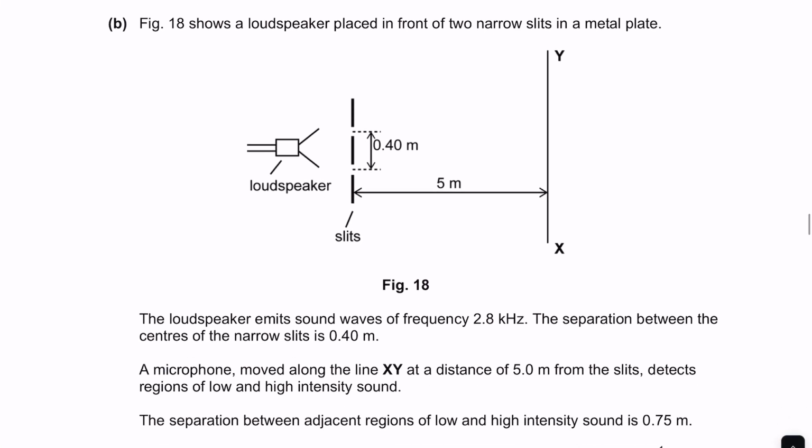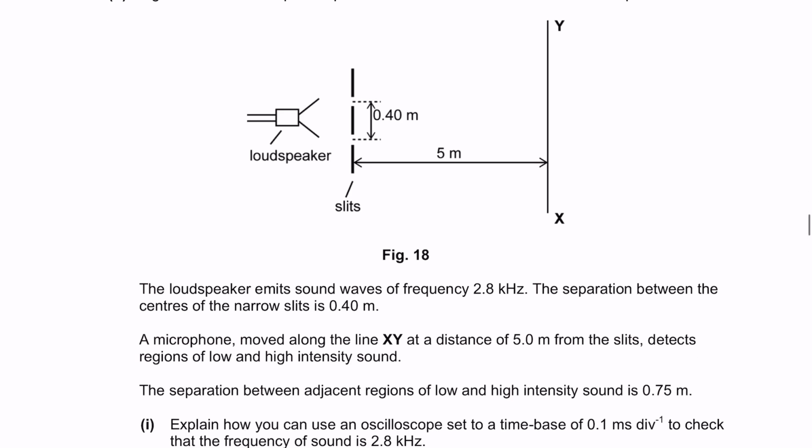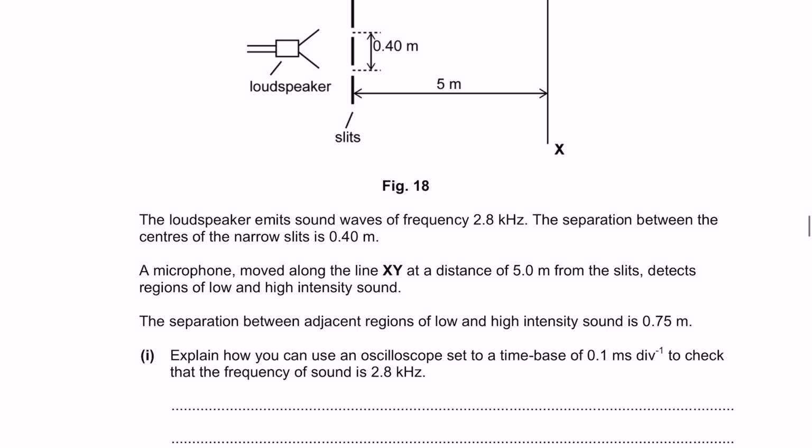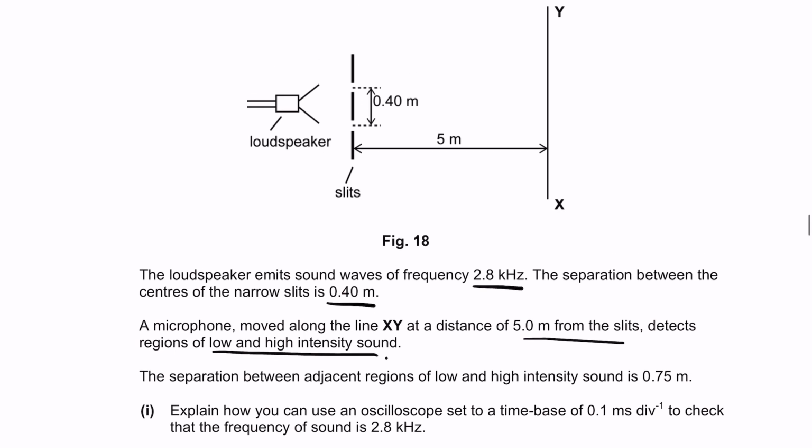Okay, part B. Figure 18 shows a loudspeaker placed in between two narrow slits in a metal plate. The loudspeaker emits sound waves of frequency 2.8 kilohertz, and the separation between the centers of the narrow slits is 0.4 meters. A microphone moved along the line XY at a distance of 5 meters from the slits detects regions of low and high intensity. The separation between the adjacent regions of low and high intensity sound is 0.75. That's important. Let's just highlight that.